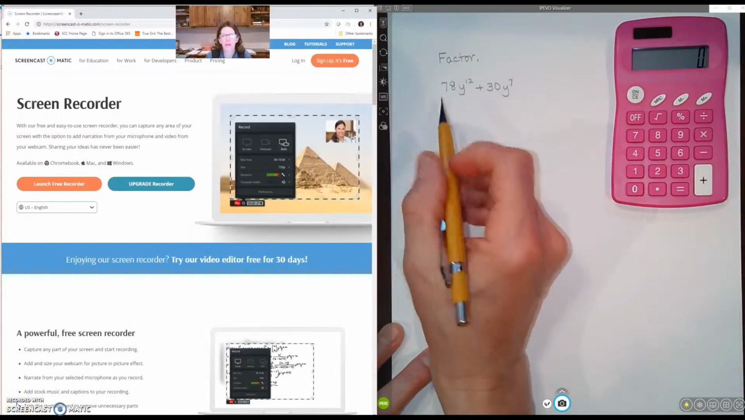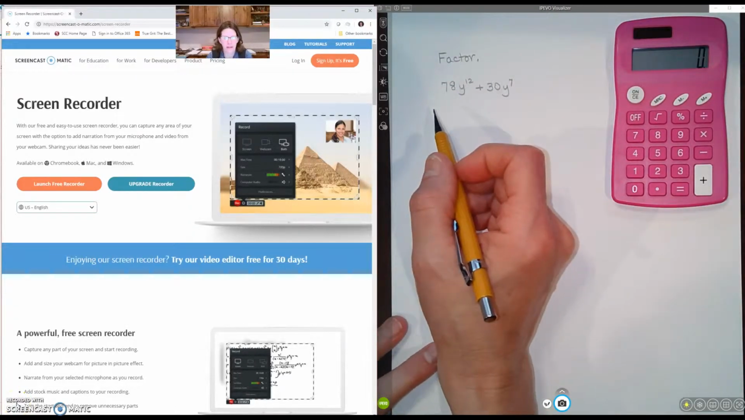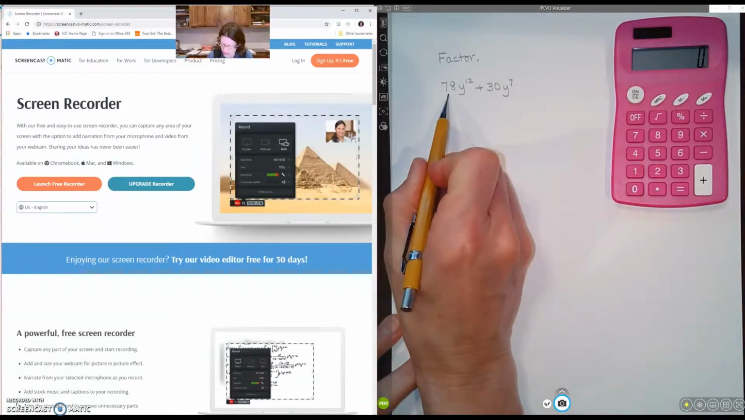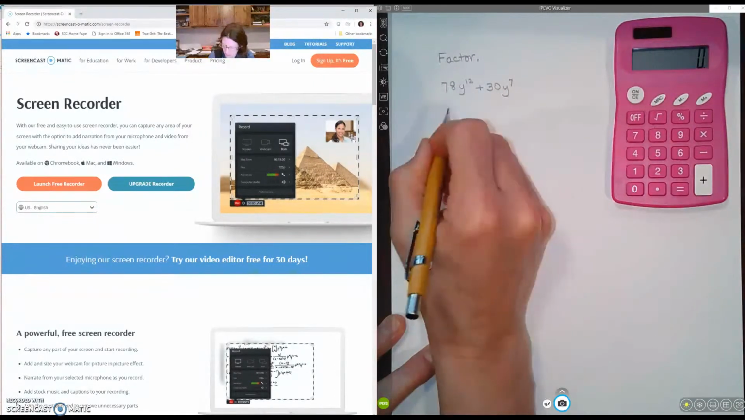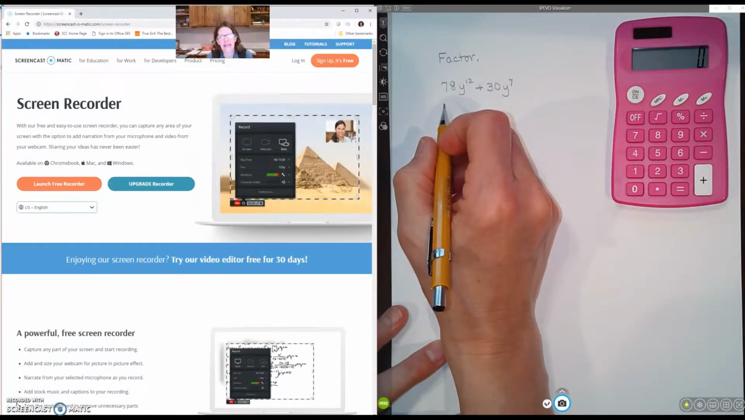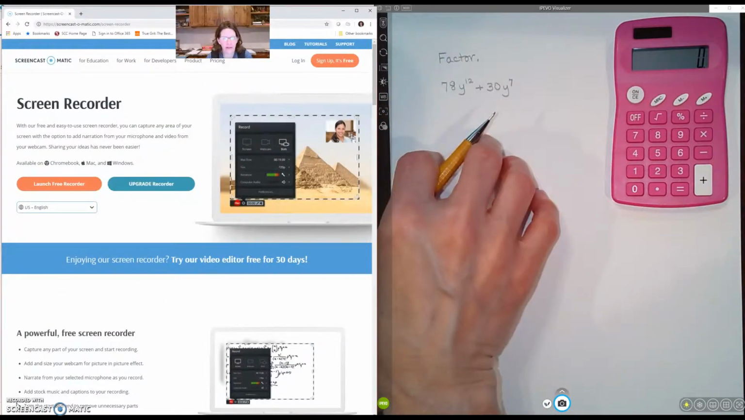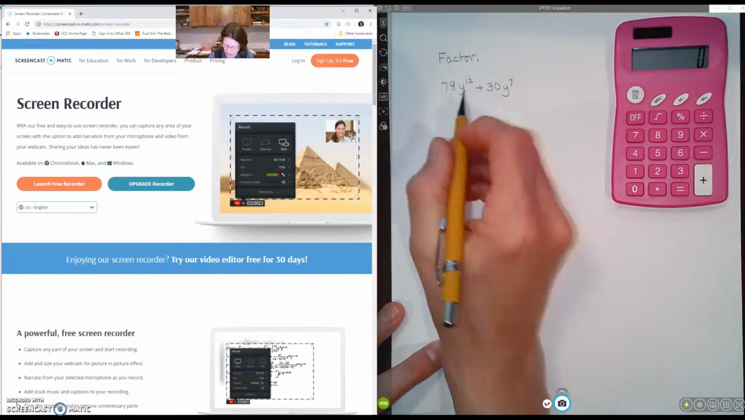Hello students, in this problem we're going to factor out a greatest common factor. Our expression is 78y to the 12th plus 30y to the 7th. I'm going to use factoring trees and the process of using prime factors to find our greatest common factor.